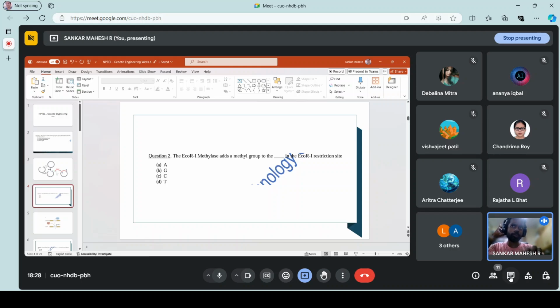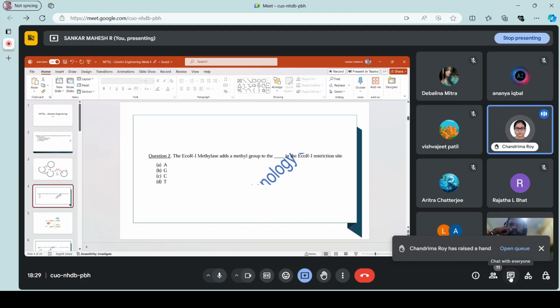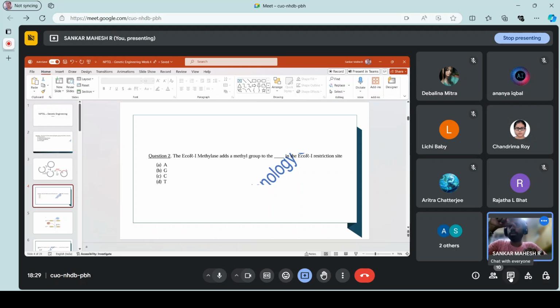This session is supposed to be interactive, guys, so you can try answering whatever you know. What we would like to discuss here is the EcoR1 restriction site. If anyone is aware of it, you can raise your hand. Yeah, Chandrama. Sir, in EcoR1, the restriction site is the sequence 5' GAATTC 3', and it cuts after the G. Okay, right. Do you know what a methylase is?